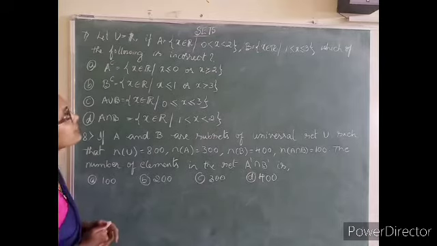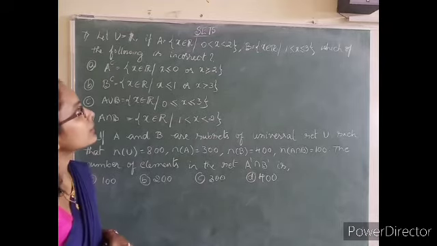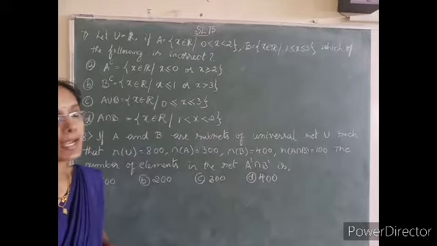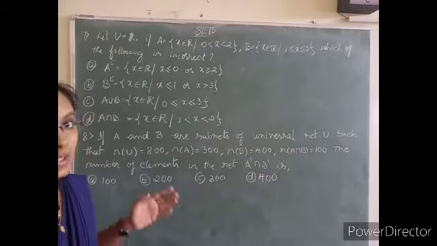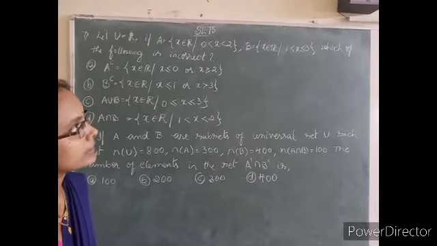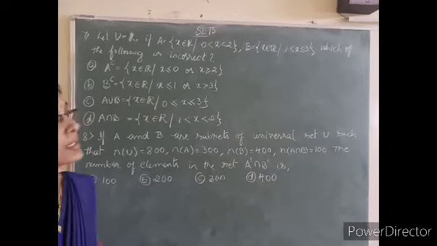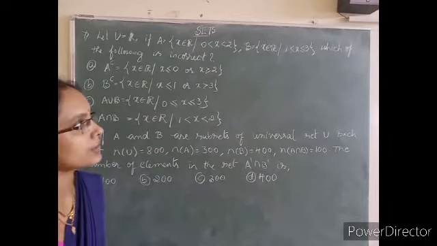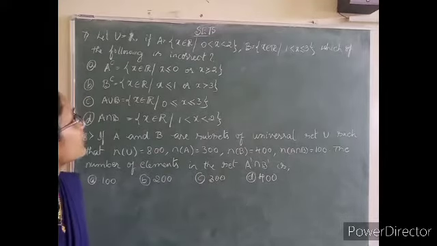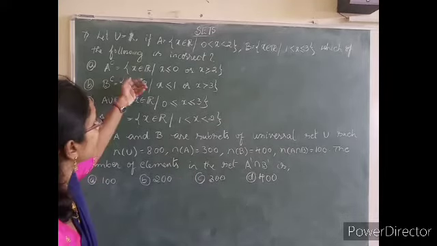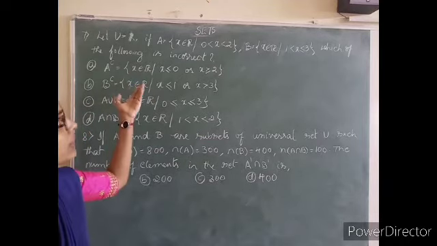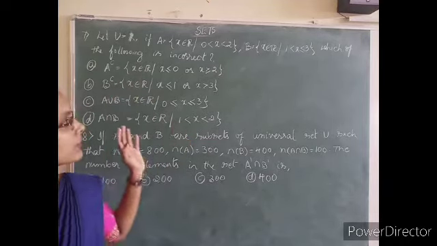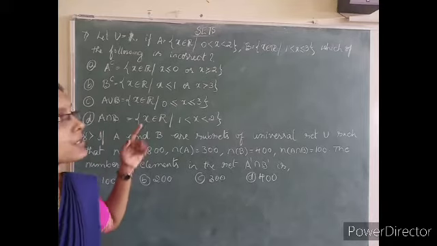If A is the set having the elements 0 less than x less than 2, and B is the set of all x belonging to the set of real numbers that take the values 1 less than x less than or equal to 3. Which of the following is incorrect? So these are the 4 options. If you convert this set builder form into interval form, it will be easy to understand.